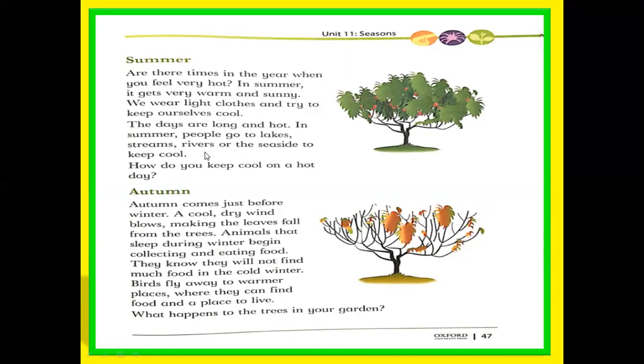In summer, people go to lakes, streams, rivers, or the seaside to keep cool. How do you keep cool on a hot day? Number 3 is autumn. Autumn comes just before winter. A cool, dry wind blows, making the leaves fall from the trees.